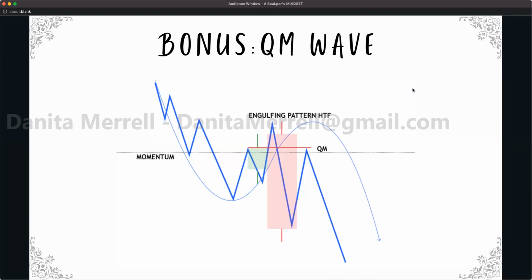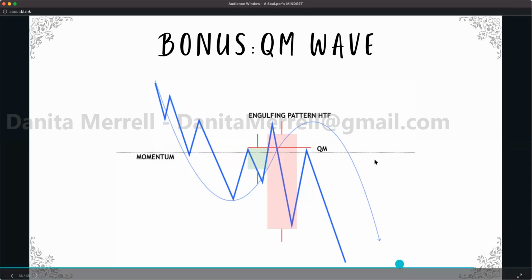It's called the QM wave, and basically it's a momentum move, sort of similar to a QMX, except it doesn't require the trend line. Instead, it just requires the market to be trending in a downtrend, right? So you can see we have a downtrend here, and we have this wave.